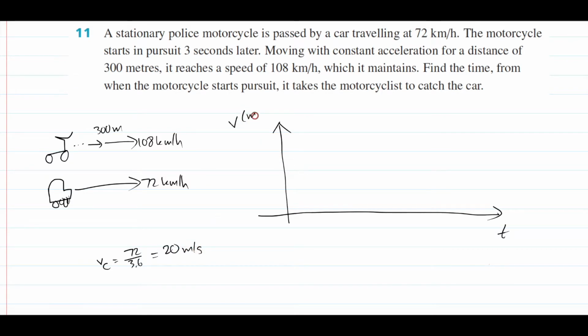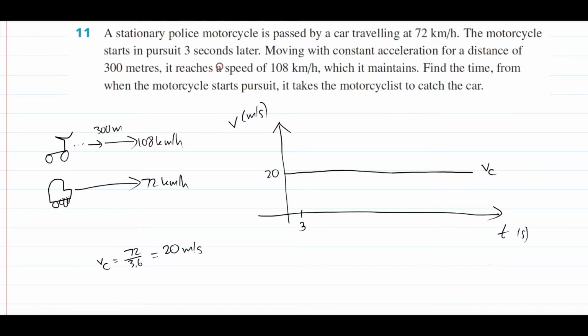And therefore, the car is moving at constant velocity. So we're just going to draw 20 meters per second right there. The car is just going to move there. We'll call it VC, of the car. Okay, then the motorcycle starts in pursuit 3 seconds later. Remember, our velocity is now in terms of meters per second, so your time should also be in seconds. And we have him starting at 3.